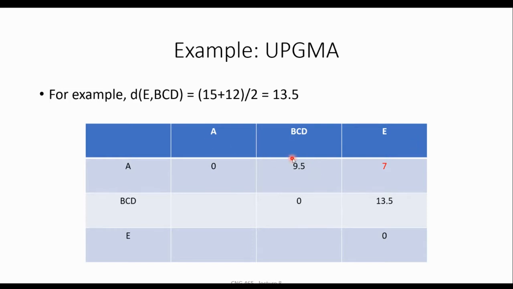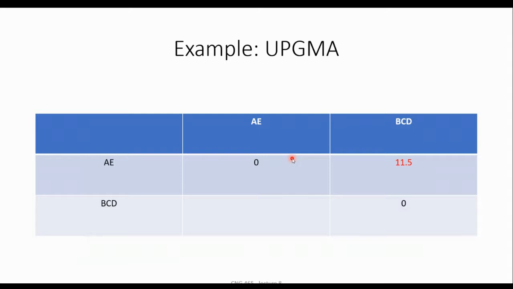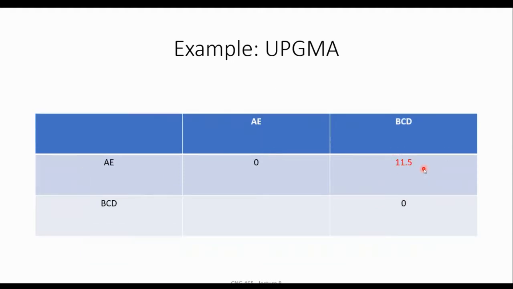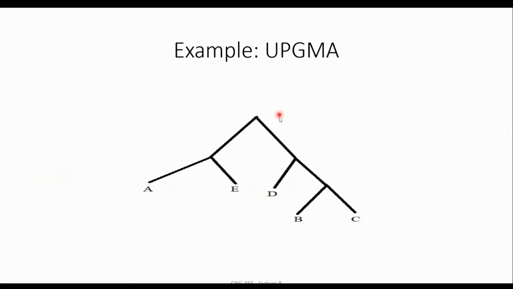AE and BCD together. It means that here I should calculate the average between AE with BCD. I mean A with BCD and E with BCD, because in the previous one we don't have AE together. So A with BCD is 9.5 and E with BCD is 13.5. So we get the average of 9.5 with 13.5 and we reach 11.5, and that's the only one available. It means that you put all of them in the same cluster to finally reach your root here.